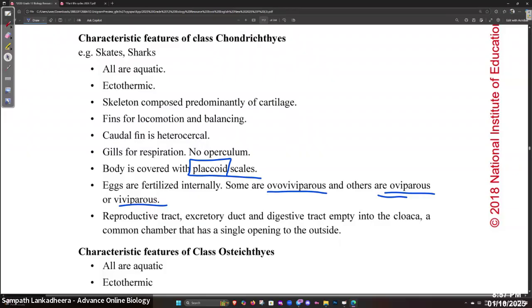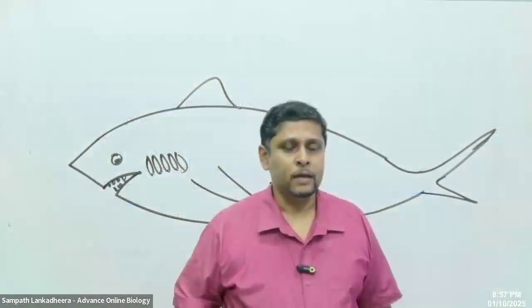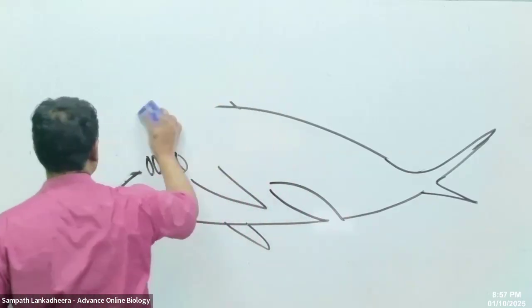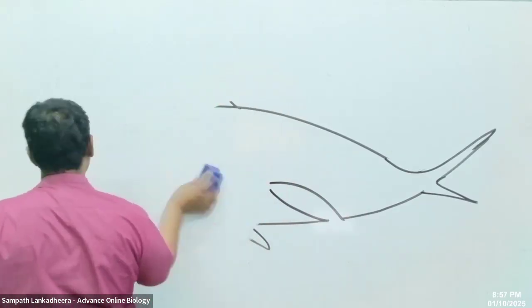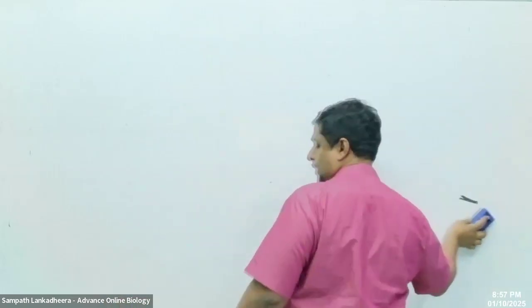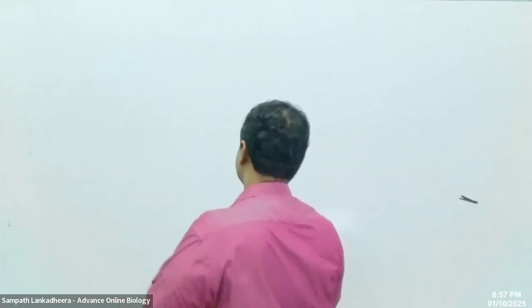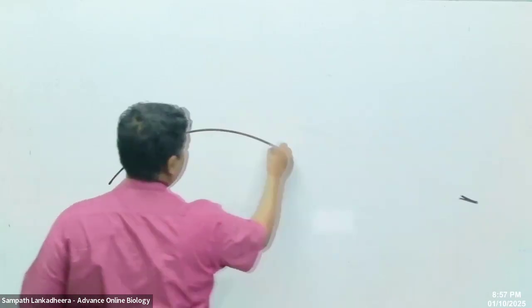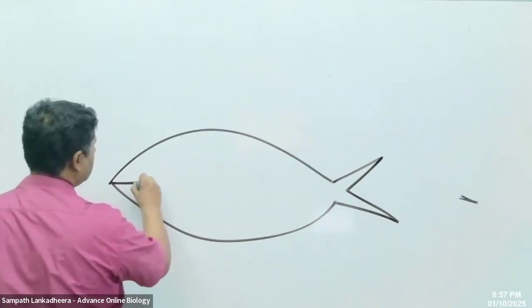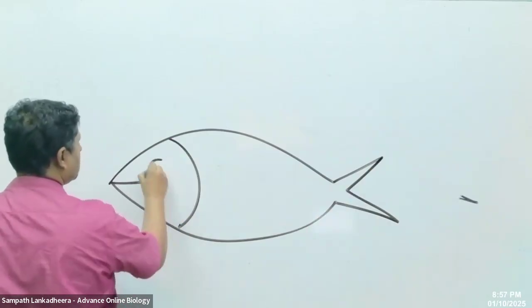Next one. Characteristic features of the bony fish. So let's erase this and take instead a bony fish. What do you see in the bony fish? The special features are homocercal caudal fin, mouth is terminal, operculum present.